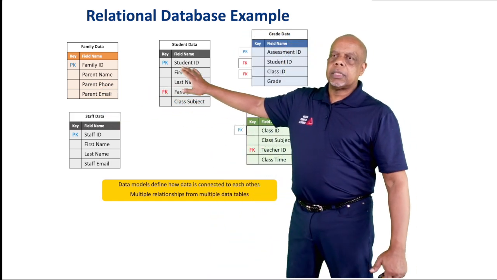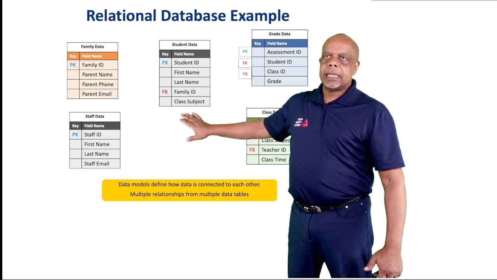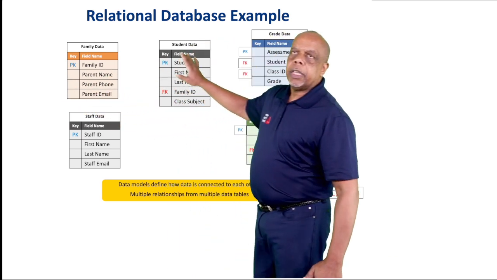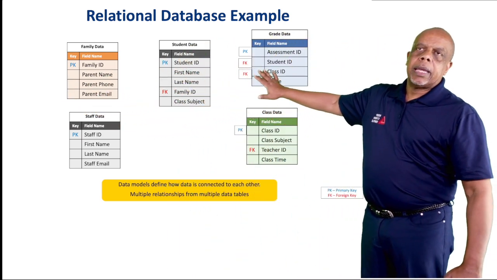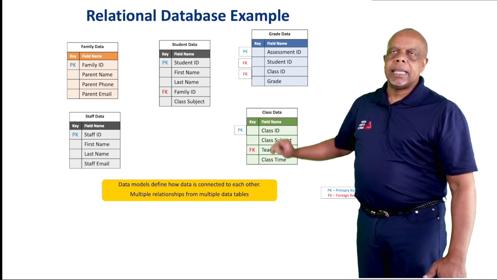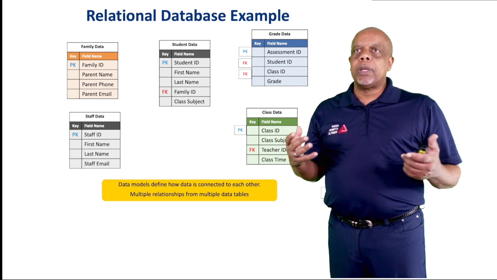Student data, we're going to collect the student ID number, their first name, last name, the family ID, class, the subject that they're going to take. And then grade data is over here. So in our grade data, we got an assessment ID, the student ID, the class ID, and the grade. So now all those things are relationable. Now we can build relationships.